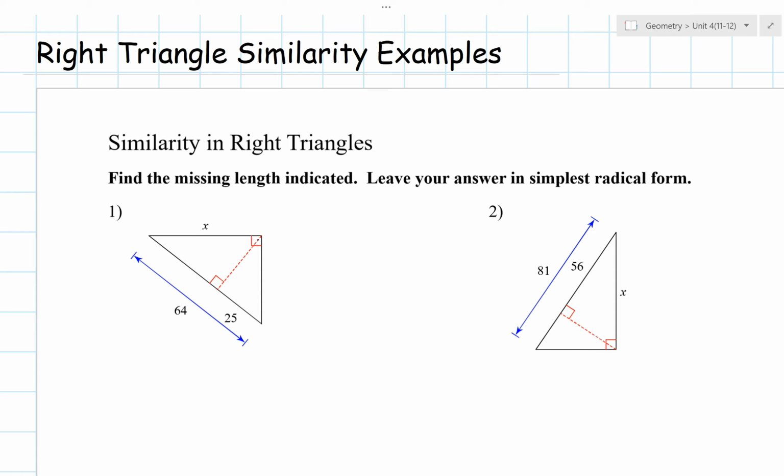Whenever we have an altitude drawn from a vertex in a right triangle, or drawn from the right angle in a right triangle, we get three different triangles that are actually all similar triangles. So I'm going to use my document camera to demonstrate how we can tell that those three triangles that we can see are similar.